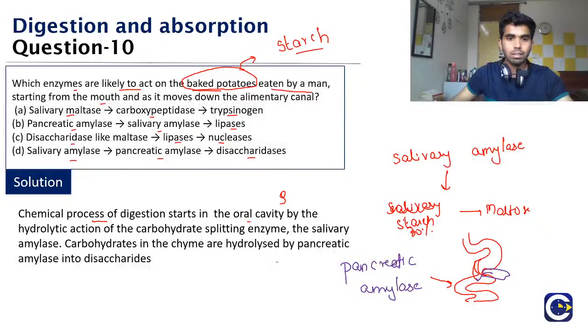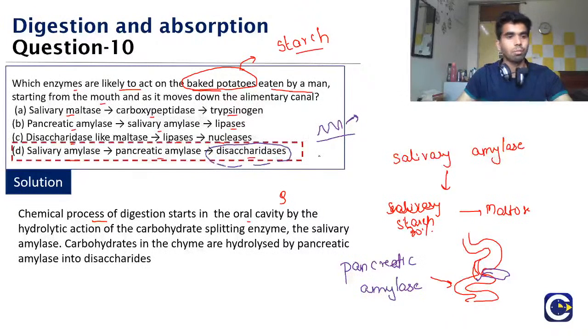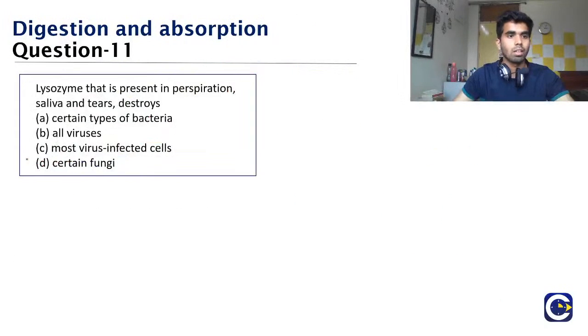Then these disaccharides are acted upon by the disaccharidases. The disaccharidases are secreted by the mucosa of the small intestine. So the option here will be option D. All right. Now moving on to question number 11.